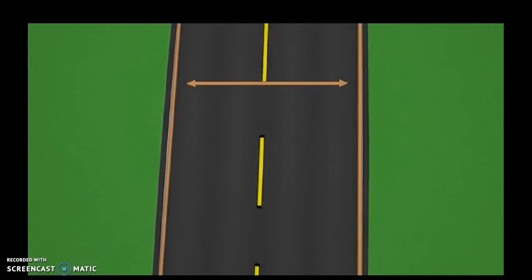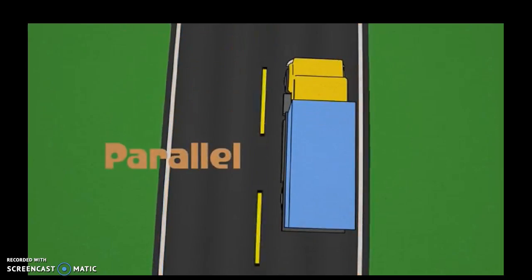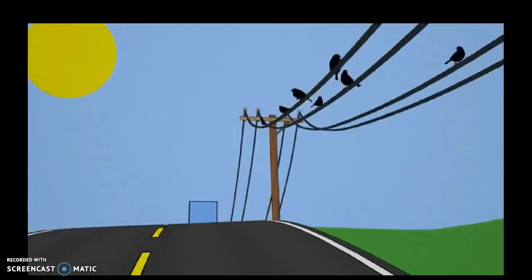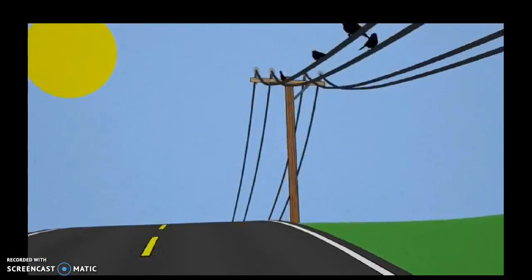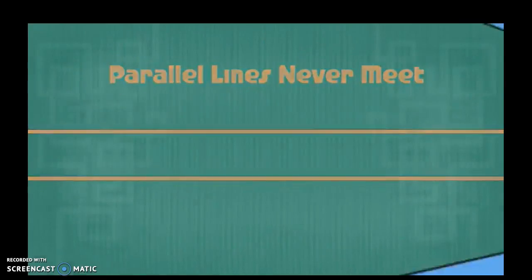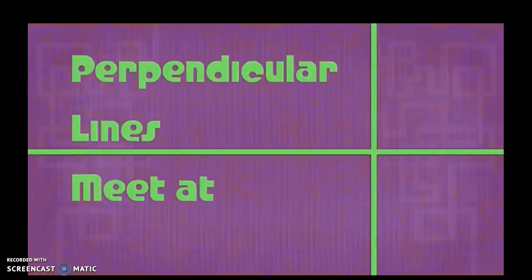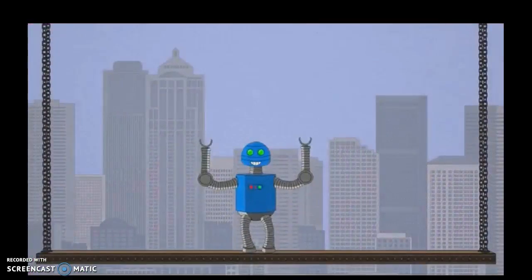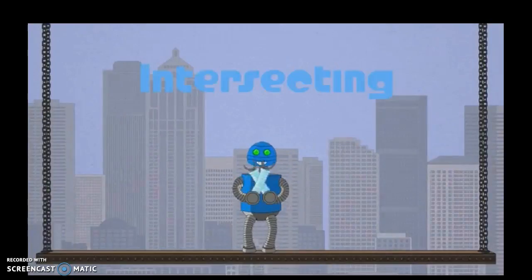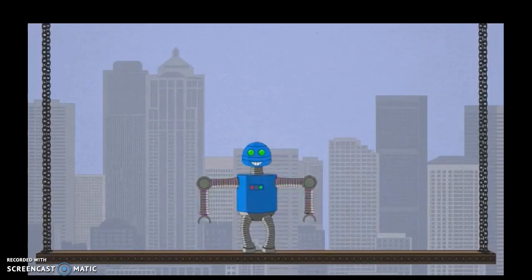When two lines will never touch, then you can tell that those two lines are parallel. Like these telephone wires up above the street. Parallel lines will never meet. Intersecting lines make these. Perpendicular lines meet at 90 degrees. Put your hands in the air with me. Parallel, intersecting, perpendicular, they're rectangular.